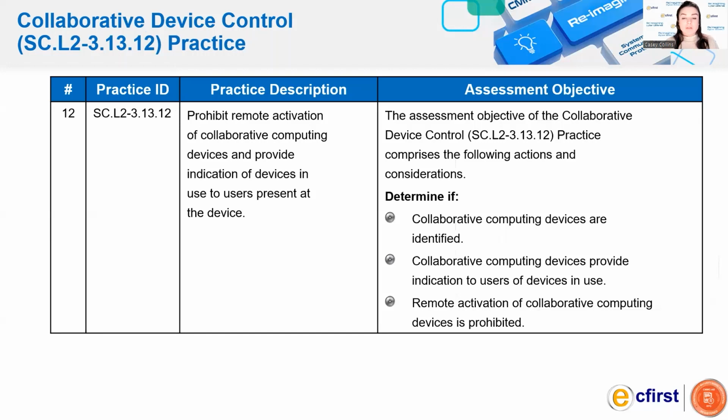Collaborative device control. Prohibit remote activation of collaborative computing devices and provide indication of devices in use to users present at the device. So determine if collaborative computing devices are identified. Collaborative computing devices provide indication to users of device in use, and remote activation of collaborative computing devices is prohibited.